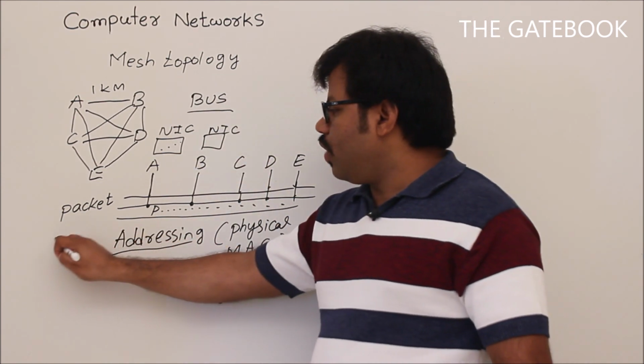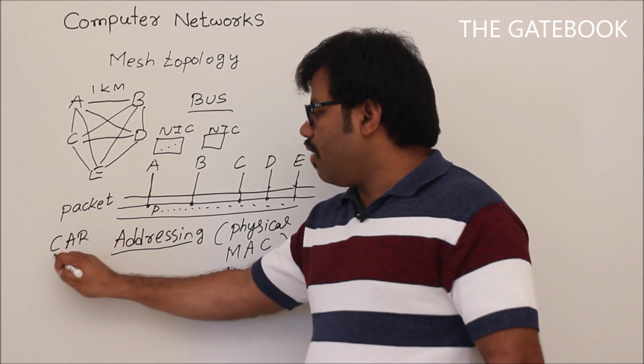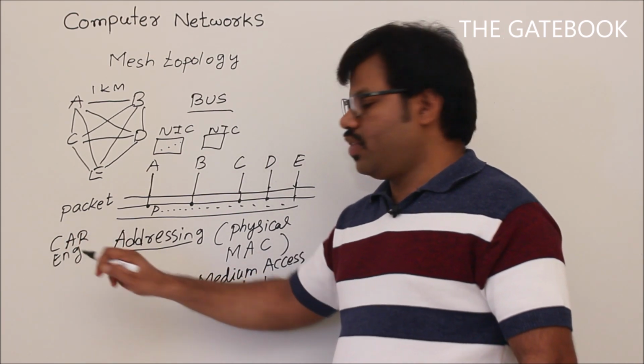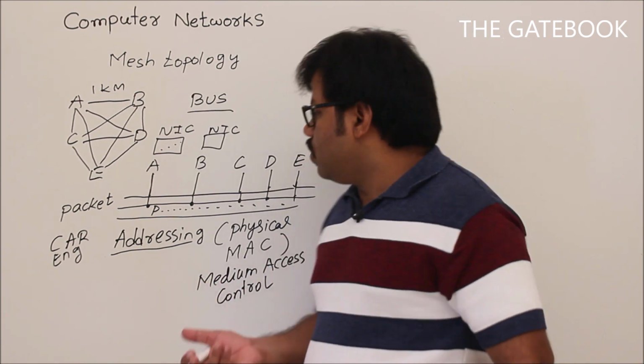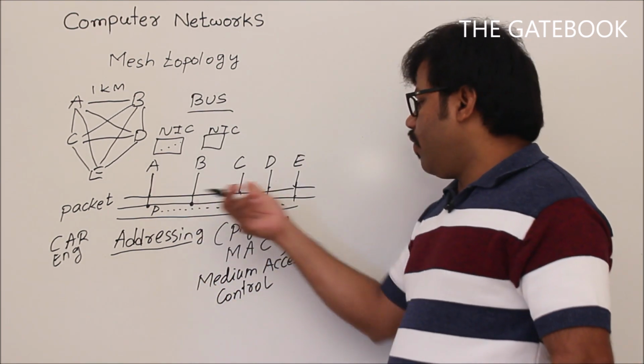Like, for example, you have a car, right? So the car will have an engine number, a unique engine number, if you see. So that's an agreement between vendors. Okay, so similarly here also you can have all different addresses.